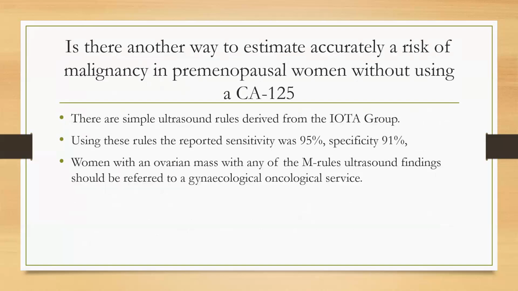So is there another way to accurately estimate the risk of malignancy in premenopausal women without using CA125? Yes, there is another way. There are simple ultrasound rules derived from the IOTA group. Using these rules, the reported sensitivity was 95% and specificity was 91%. Women with an ovarian mass with any of the M rule ultrasound findings should be referred to gynecological oncology services.